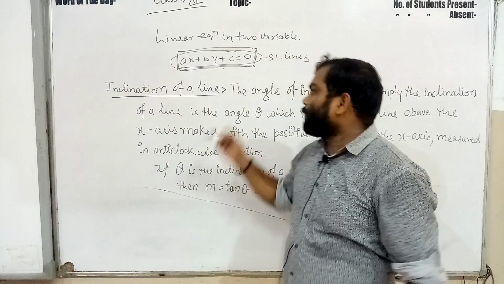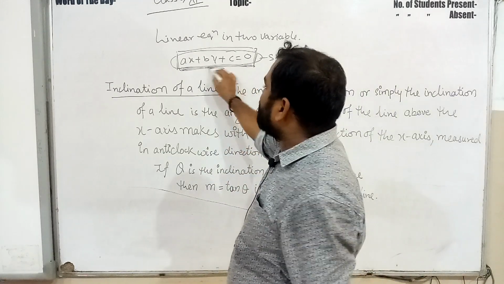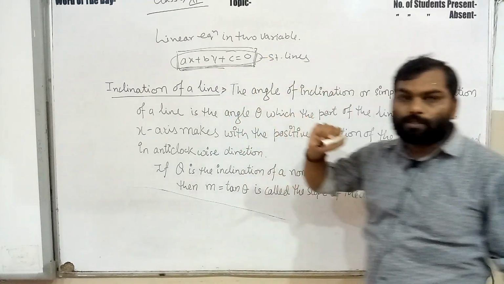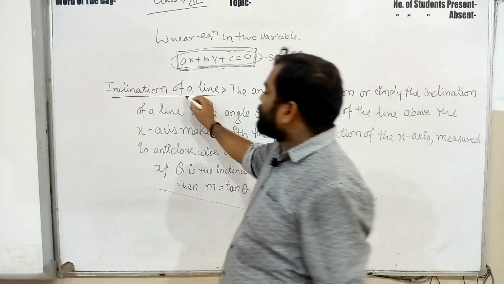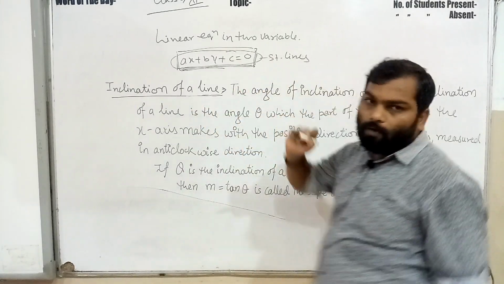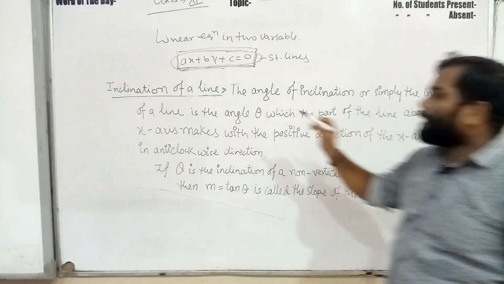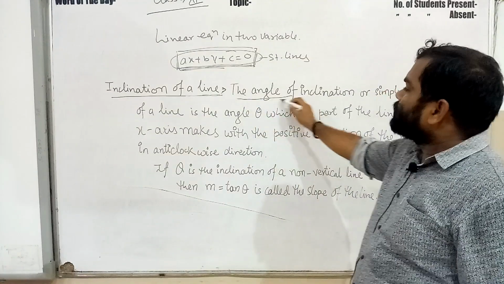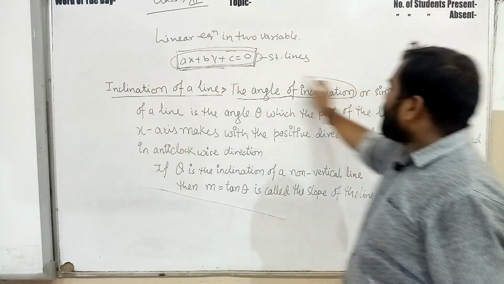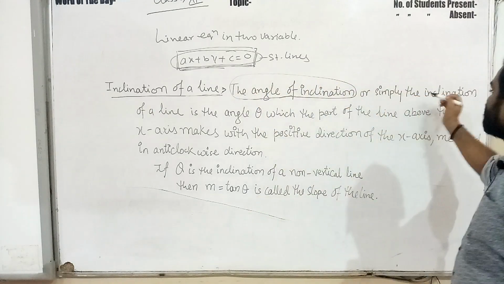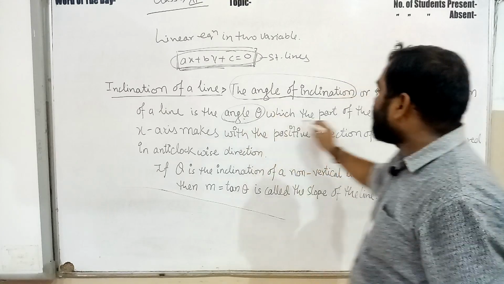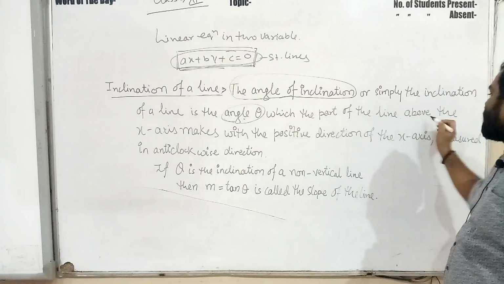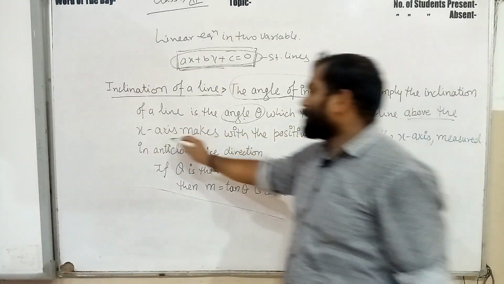Students, before we derive the different formulas of straight lines from these equations, let me discuss a new thing here, that is the inclination of a line. What do you mean by inclination of a line? It is the angle. Angle of inclination, or simply the inclination of a line, is the angle theta which the part of the line above the x-axis makes.